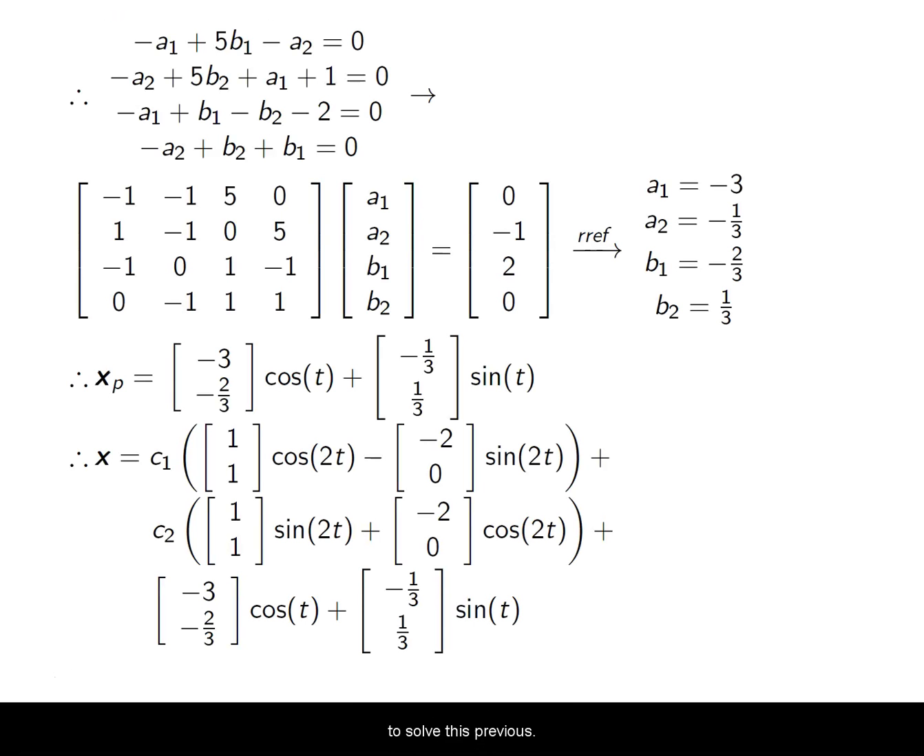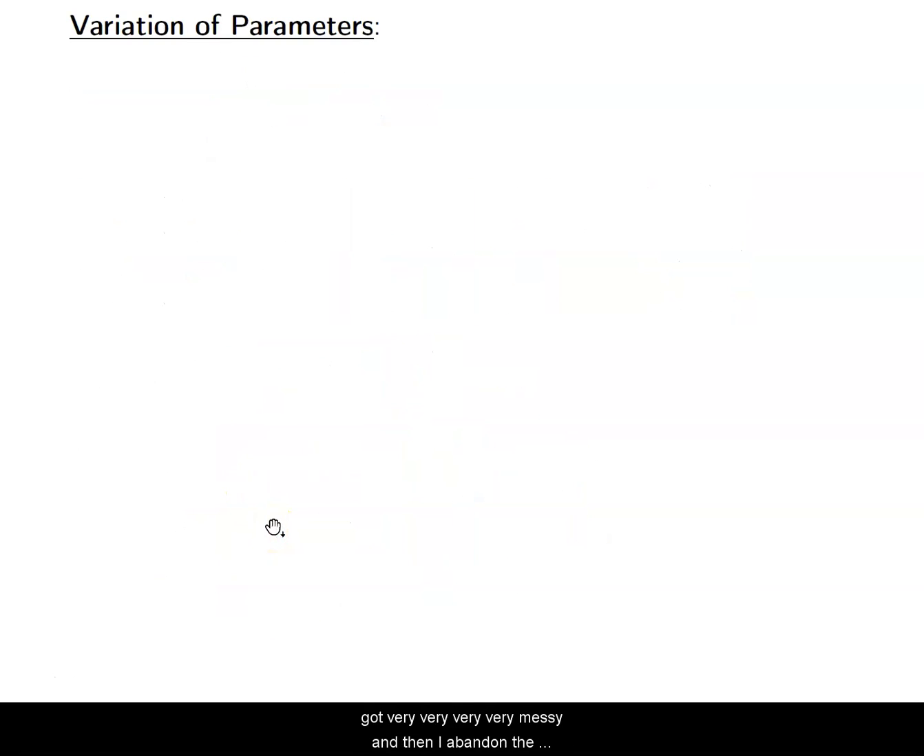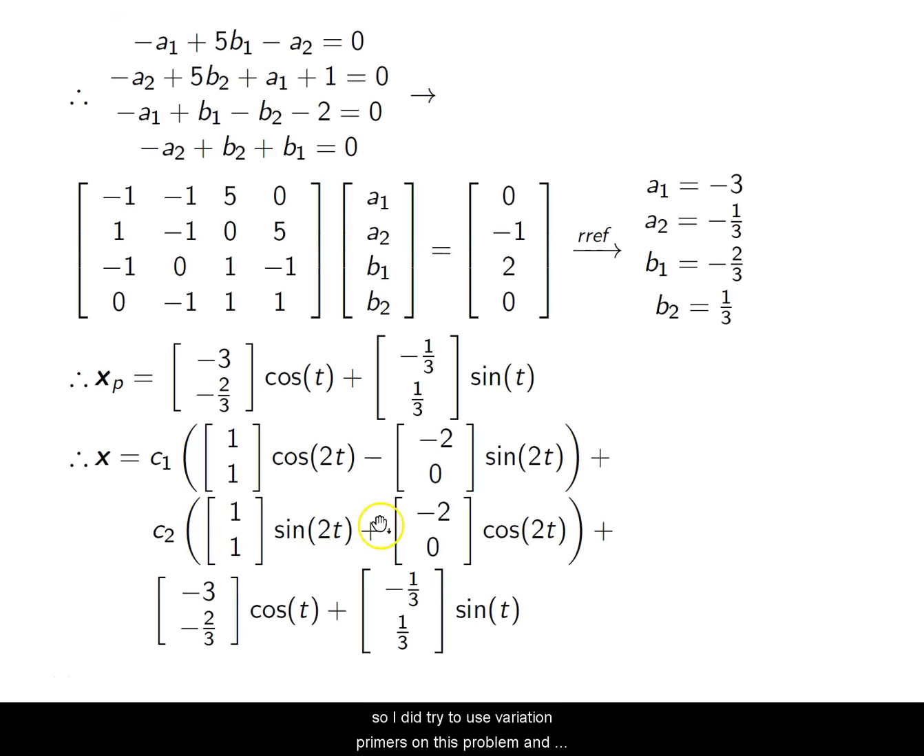I did try to solve this previous question here using variation of parameters, and it got very messy. And then I abandoned the whole thing. I was going to throw that at the end of this video. I was going to say, hey, look, we can use variation of parameters on this previous example. I chose a different example, obviously. But sometimes one method is better than the other. Okay, so I did try to use variation of parameters on this problem, and it was super messy.